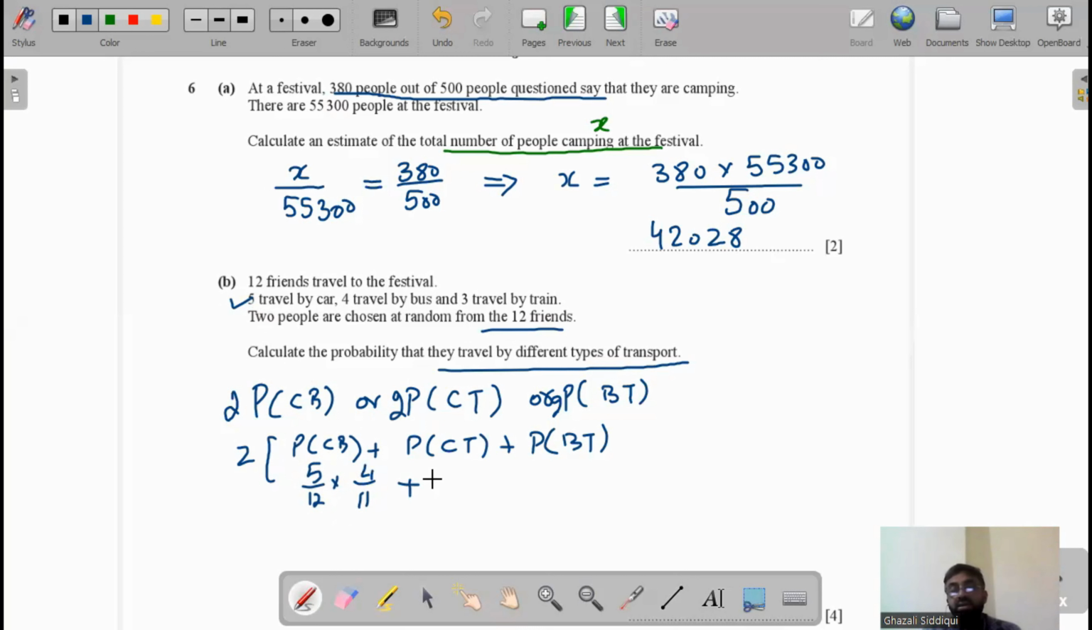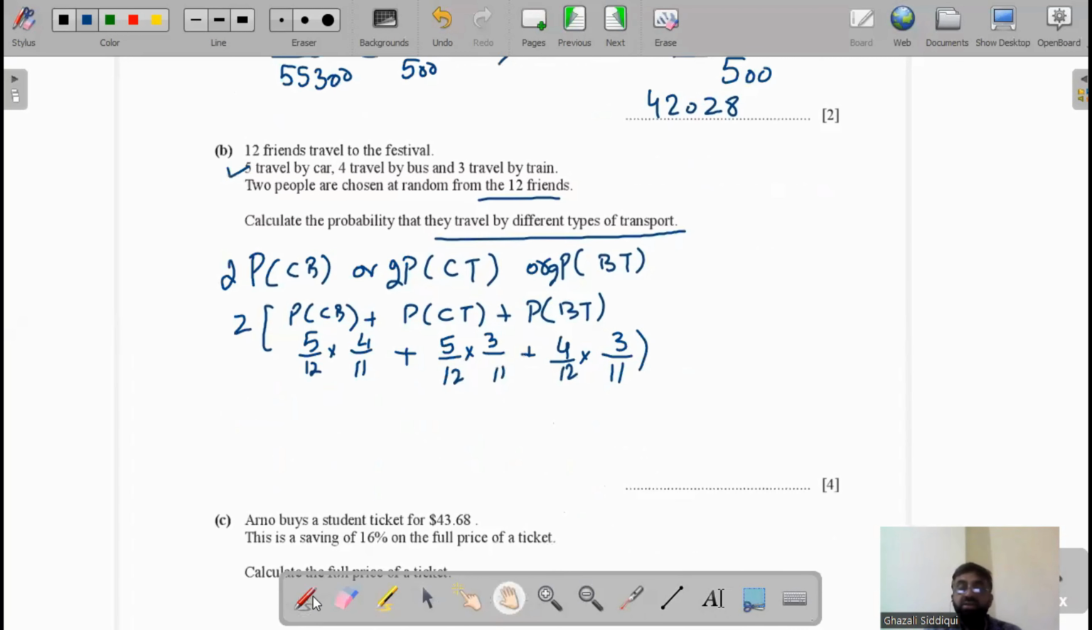And same as here, the probability of car, we see that 5 over 12 multiplied by probability of train. The number of people who travel by train is 3. Now we write it 3 out of 11 because 1 is already chosen. Now the next, the probability of bus. The probability of bus is 4 over 12 and the remaining people 11. Now those who travel by train, 3 over 11.